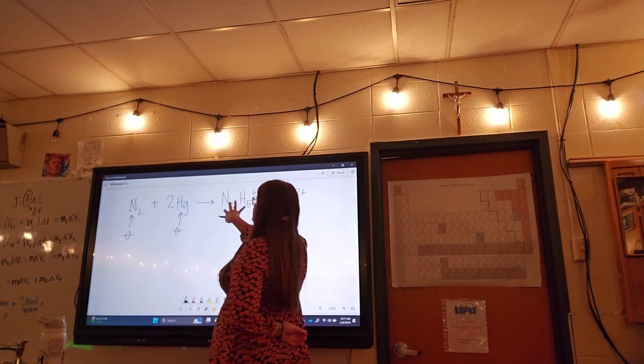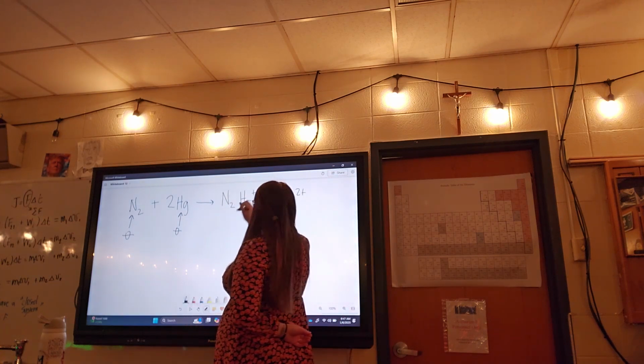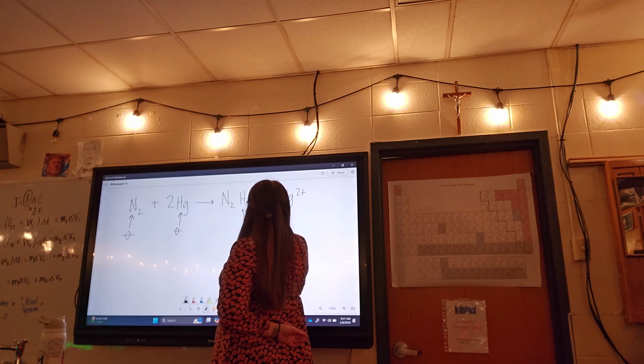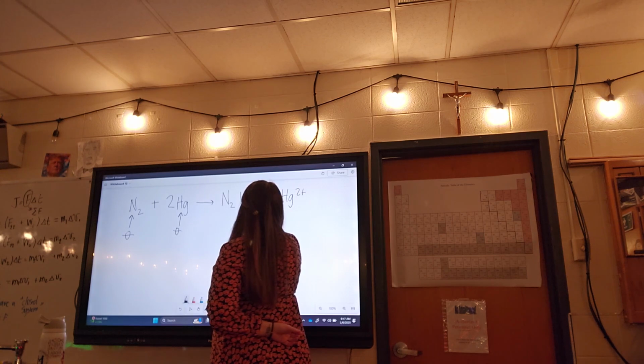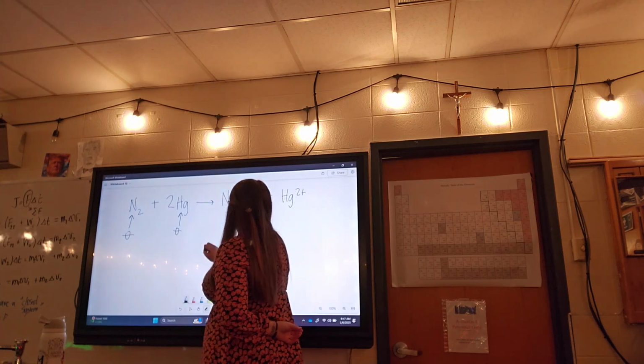Okay, so now here we get something a little bit more complicated again. What should hydrogen's oxidation number be? +1. Yep, so we can figure out nitrogen.